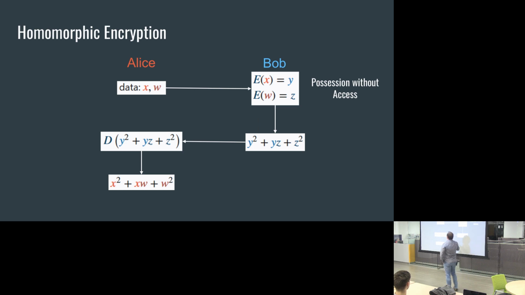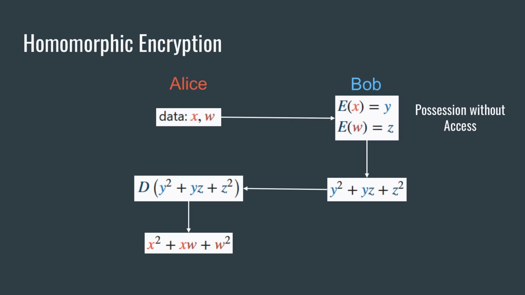So what does this mean for homomorphic encryption? So let's say we have Alice. She has some data. She sends it over to Bob, and she encrypts it on the way. He has possession of it, but he can't access the actual data. He does some math to it, sends that back to Alice, and she can actually just decrypt the answer from what she got sent back.